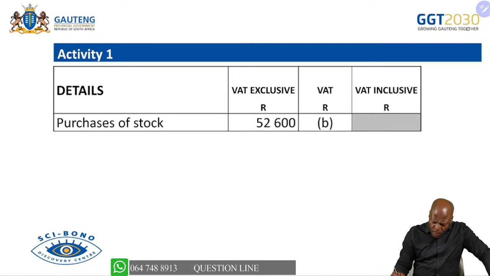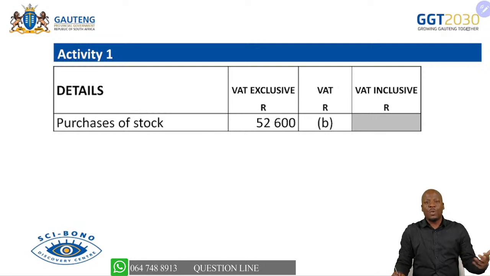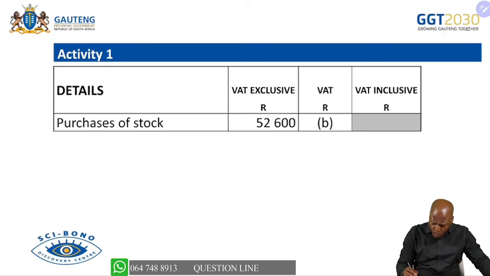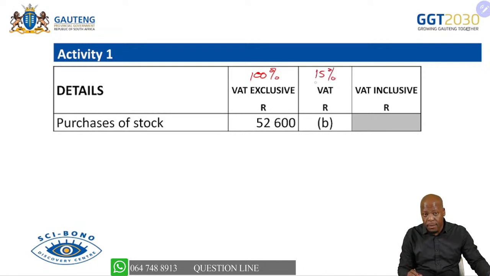All right, so here we want to calculate VAT. Now, this is where the UK method kicks in. So remember, what is it that you want? Oh, we want B, VAT. So remember what we have established, that VAT exclusive is 100%. And VAT is 15%. And then our VAT inclusive becomes 115%.